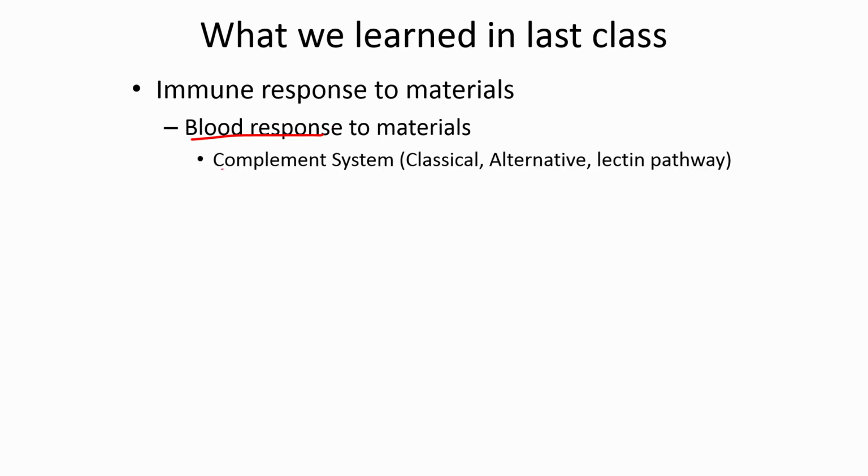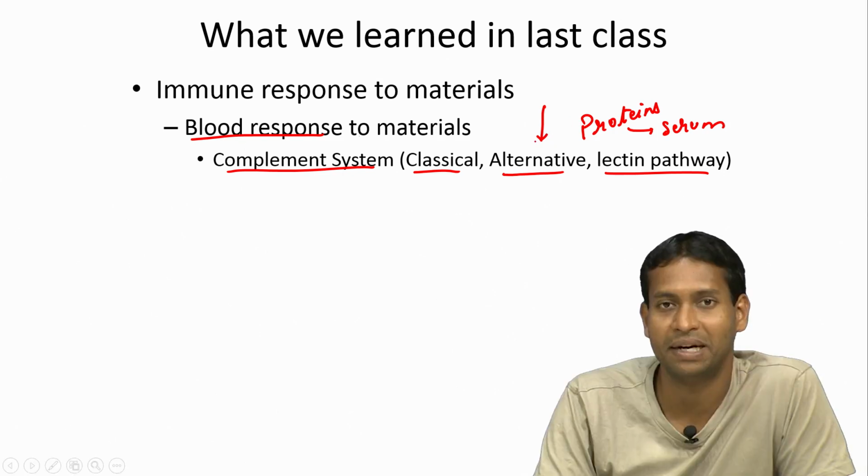One is the complement system, and this consists of several proteins that initiate it. This is already circulating in serum, and there are various ways in which this can be activated. Three major ones are defined as classical, alternative and lectin pathway. And what we also discussed is that the alternative pathway is the major response that is causing the activation against the materials.